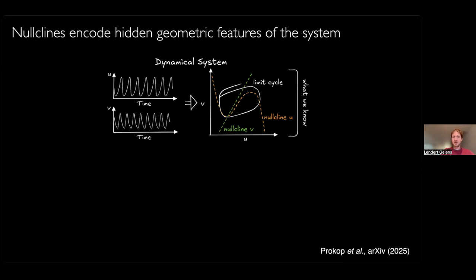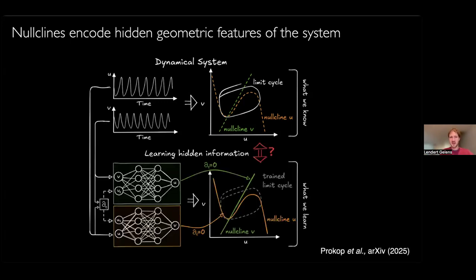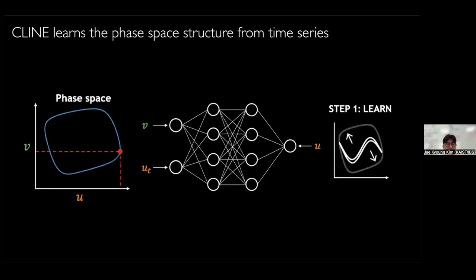From time series alone, only the limit cycle here in white is visible, but the null lines are hidden. But they contain valuable additional information about the system. And that's what we try to learn using our method, which is called Klein, computational learning of null clines. So how does it work?